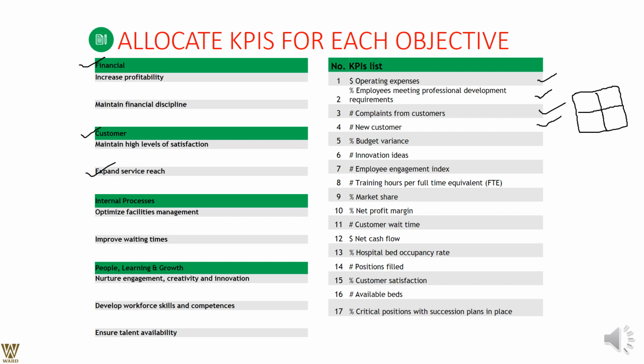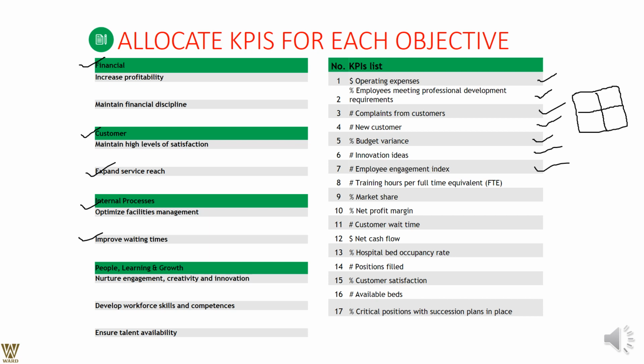Internal processes is all about optimization, that is facility management and improving patient waiting times, and improving the service delivery process altogether. This is what we are looking into. Remember, the KPIs are all about the budget variances, the innovation ideas, the employee engagement index, the training hours per full-time employee, the FTE that we are talking about.